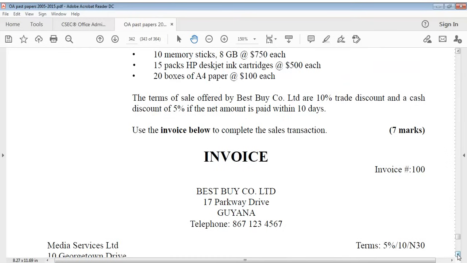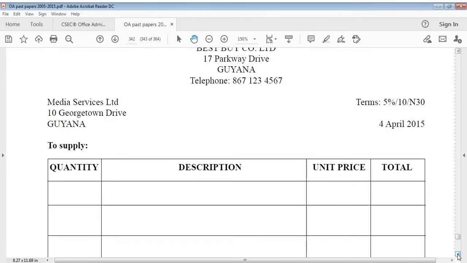So, after you do that, you're going to find the 10% trade discount, and then after that, you're going to find a 5% cash discount if the net amount is paid within 10 days. So we know how to fill this out: the unit price, the cost of the item, the description, what the information is about, and the quantity, the number that was being purchased.